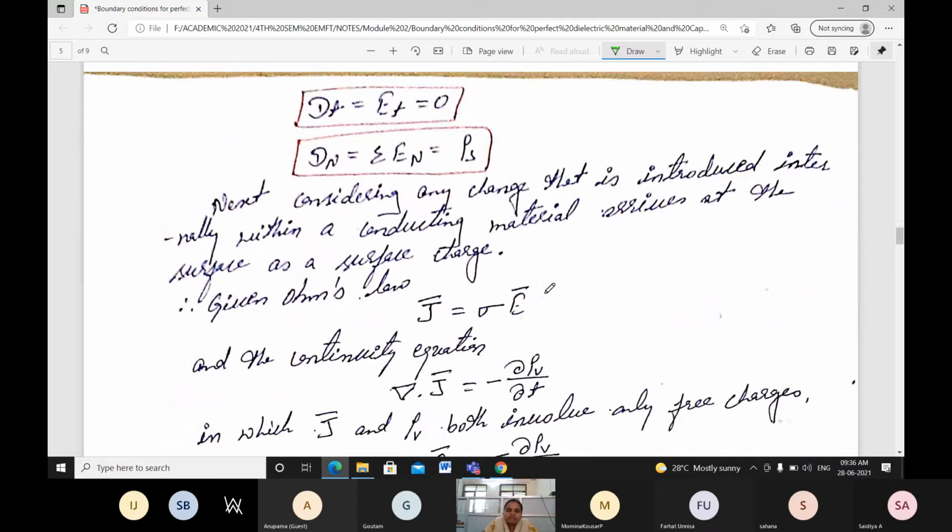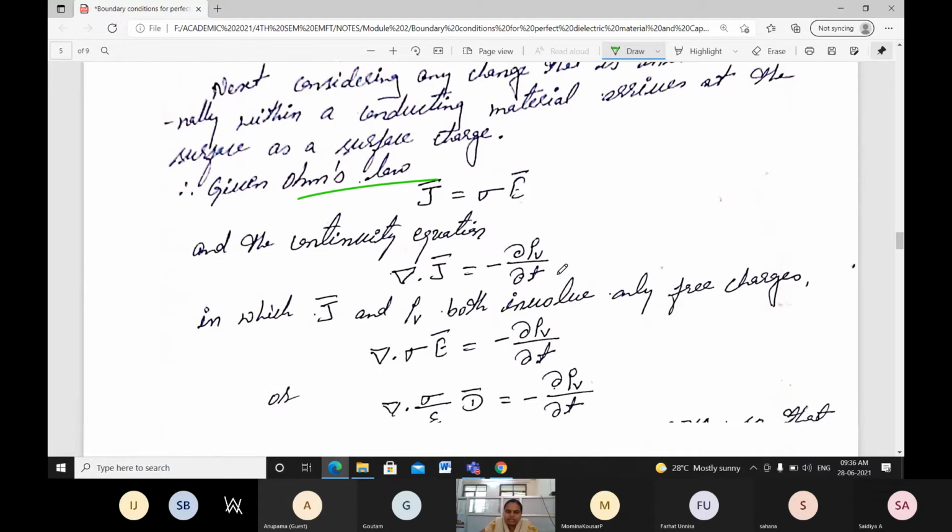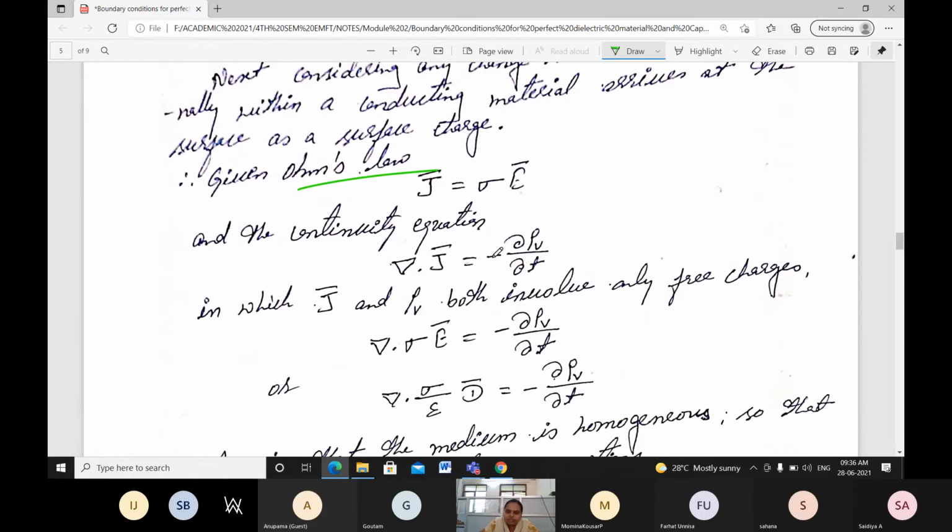Next we are going to consider any charge that is introduced internally within the conducting material and arrives at the surface as a surface charge. Using Ohm's law, we can write J equals sigma E. Then the continuity equation we can write as del dot J equals minus dou rho V divided by dou T, in which J and rho V both involve free charges.